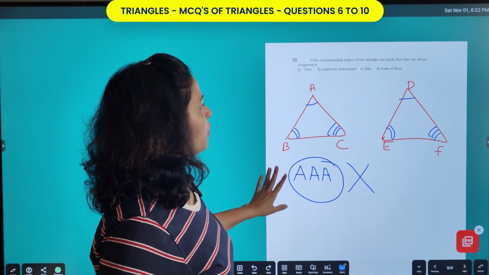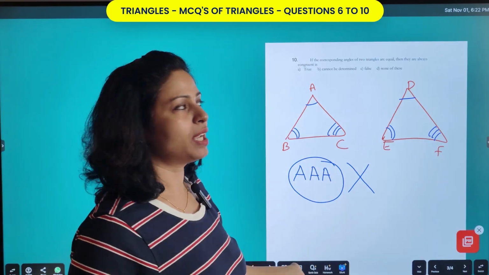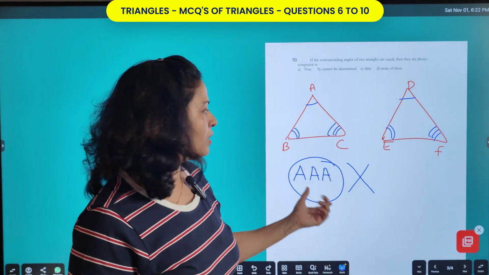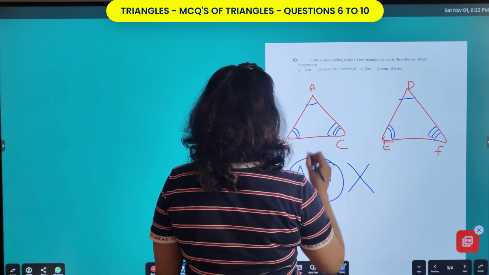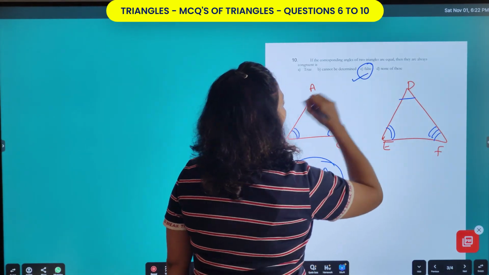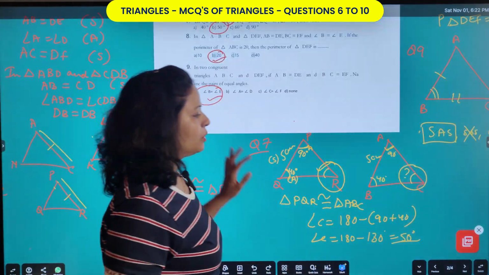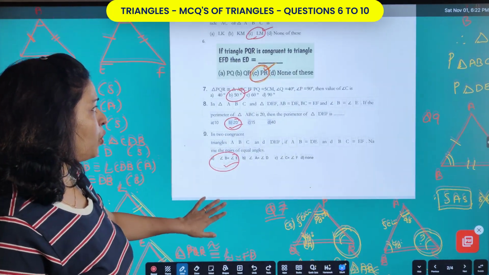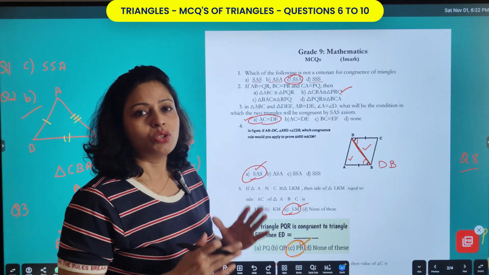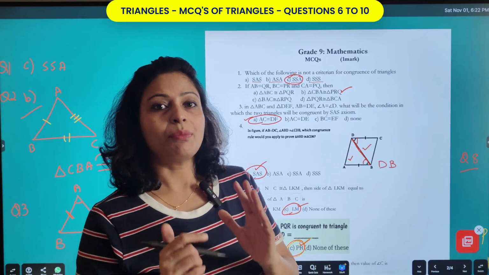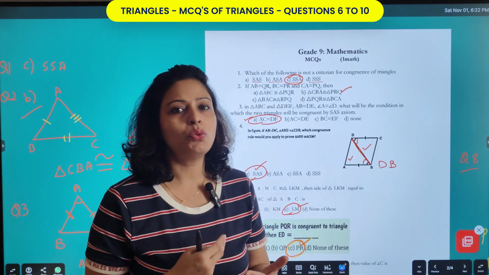That means if all 3 angles are equal to the corresponding angles of another triangle, they cannot be congruent because there is no congruency rule like AAA. So this statement is false, and we can say option C is the answer. So children, these were some of the important MCQs in the triangle chapter. This will give you an idea of how MCQ questions can come in your exam and the way you can solve them and answer quickly.